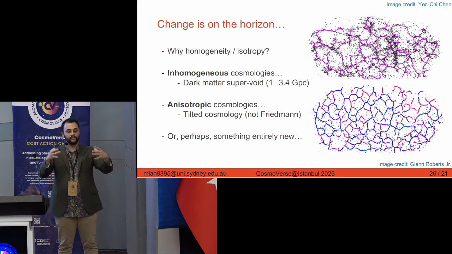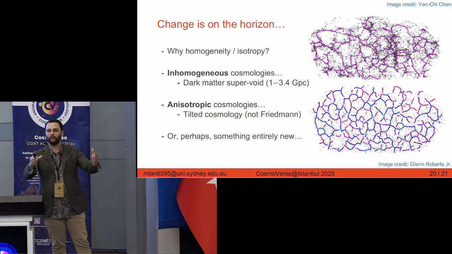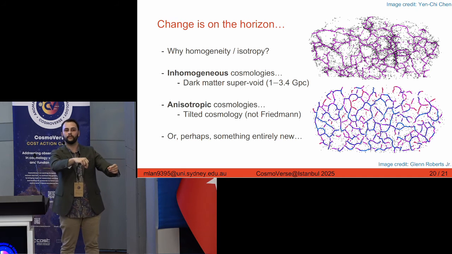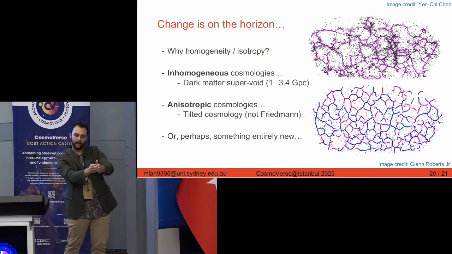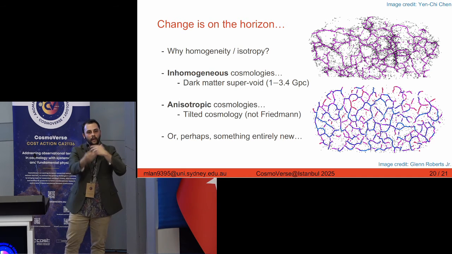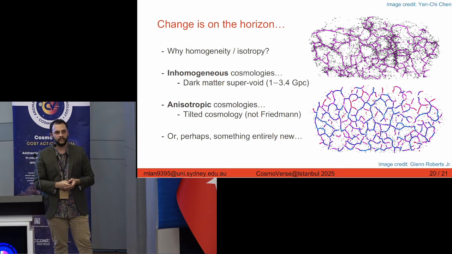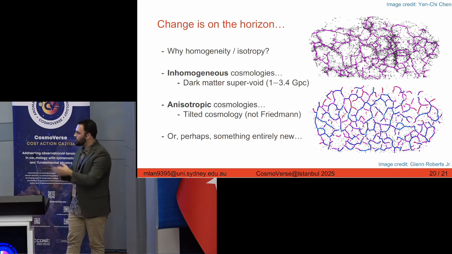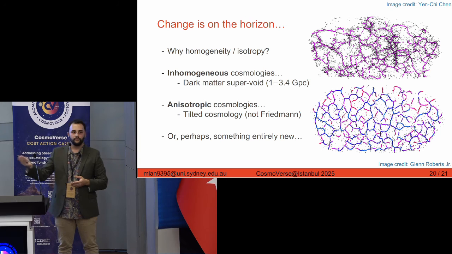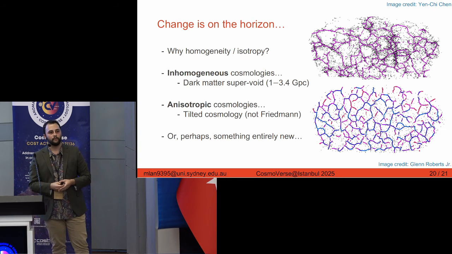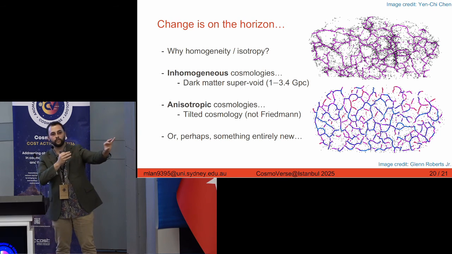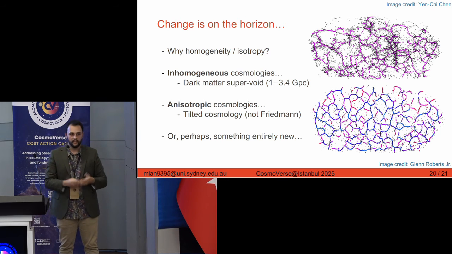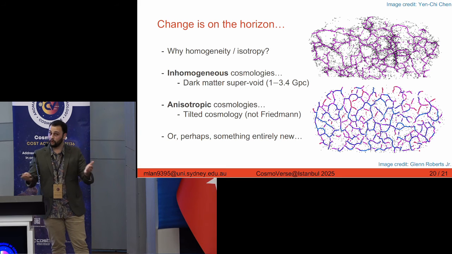You could have a large dark matter void, about 1 to 3.4 gigaparsecs, and put an observer in the middle. You offset them by a couple of hundred megaparsecs, and that could account for these strange observations that we're seeing in these large data sets. And that would obviously break the cosmological principle. But you can also do anisotropic cosmologies that are not Friedmann, where the universe evolves in a certain direction, which could account for clustering that we see in these data sets as well. Or it could also be something completely new.